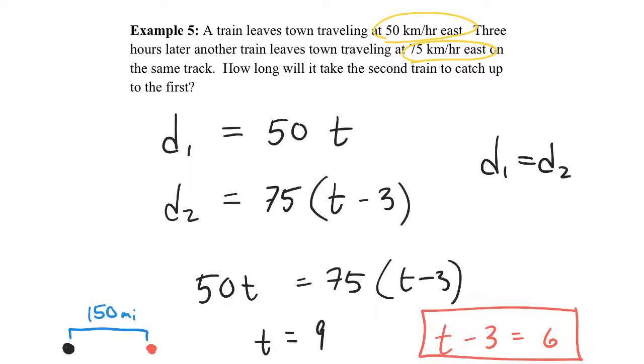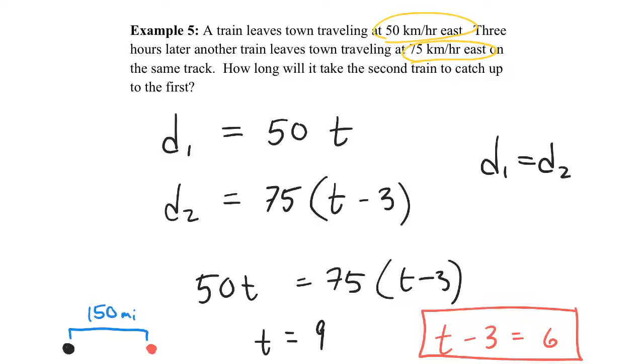Instead of doing 75 times T minus 3, you can do 50 times T plus 3. Absolutely, very good. That's another way of thinking about it. It's algebraic still, but definitely another way. Hold on. So call this T, right? Call the time that the second car has been traveling T.